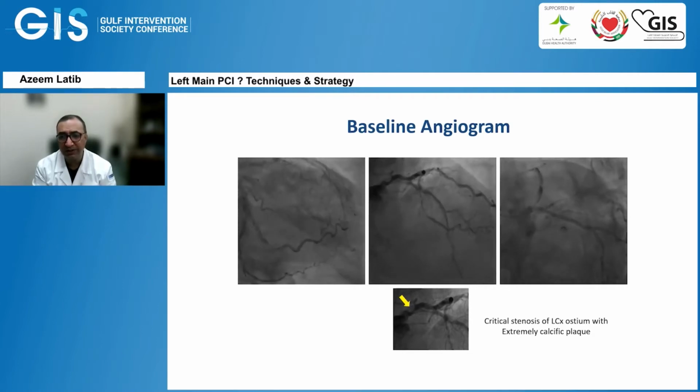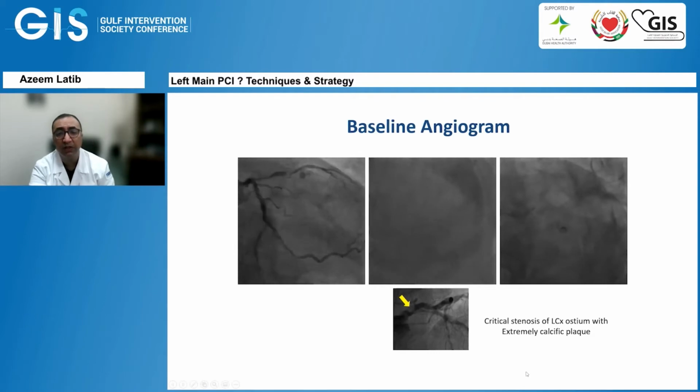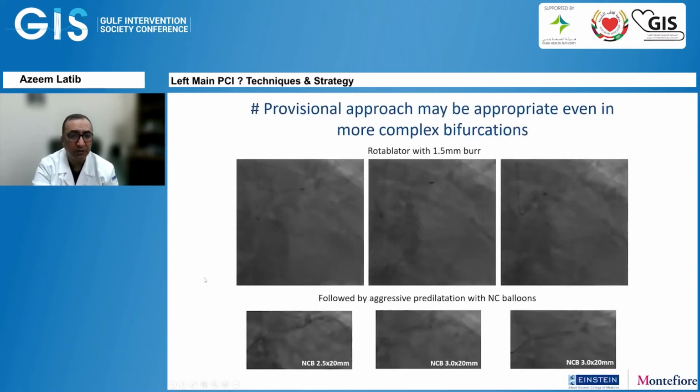So in a case like this with such diffuse calcium down this LAD, I clearly need some sort of calcium and lesion preparation. So in this case, I went with a Rotablator, 1.5 burr. I burred down the LAD. You can see the burr making it all the way down. I then always after burr, I always go with non-compliant balloons. I started with 2.5 more distally and then 3.0 more proximally into the left main.